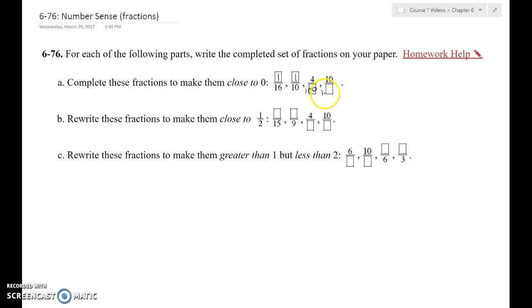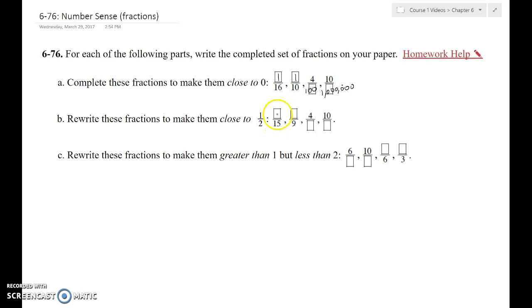Same thing here. I could put 1 millionth. 1 millionth is really, really close to 0. So as long as the numerator is very, very large, that makes 10 pieces. 1 millionth is minuscule. It's really close to 0.